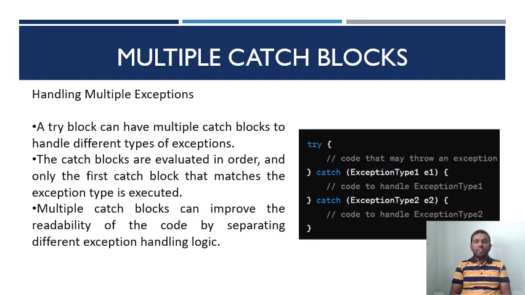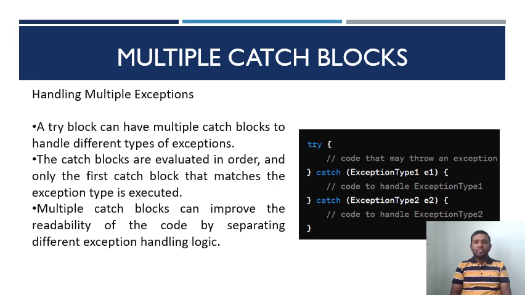Next, it is about multiple catch blocks, many catch blocks in a single try-catch block. Handling multiple exceptions: a try block can have multiple catch blocks to handle different types of exceptions. The catch blocks are evaluated in order, and only the first catch block that matches the exception type is executed. Multiple catch blocks can improve readability of the code by separating different exception handling logic.